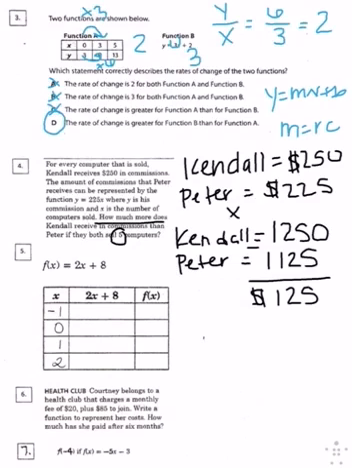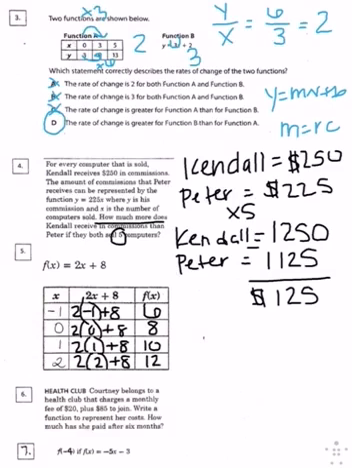Number 5. I'm going to fill in the chart by filling in the equations first. Instead of x, I'm going to use our numbers -1, 0, 1, and 2. The answers go in the next column. 2 times -1 is -2. -2 plus 8 is 6. 2 times 0 is 0. 0 plus 8 is 8. 2 times 1 is 2. 2 plus 8 is 10. 2 times 2 is 4. 4 plus 8 is 12.